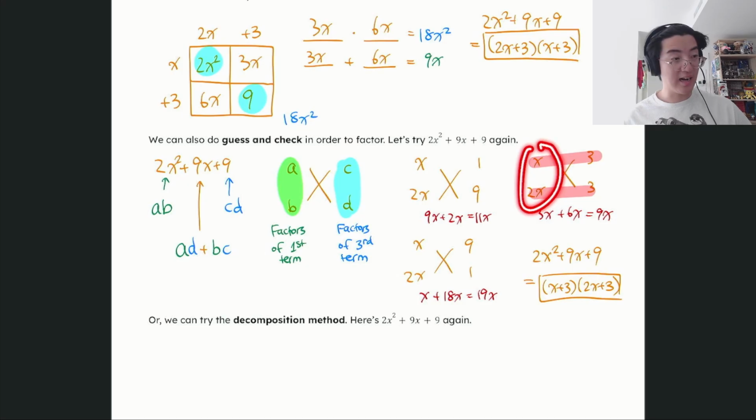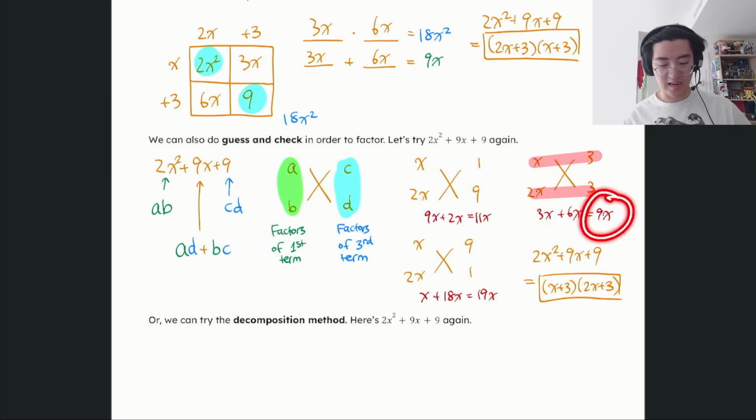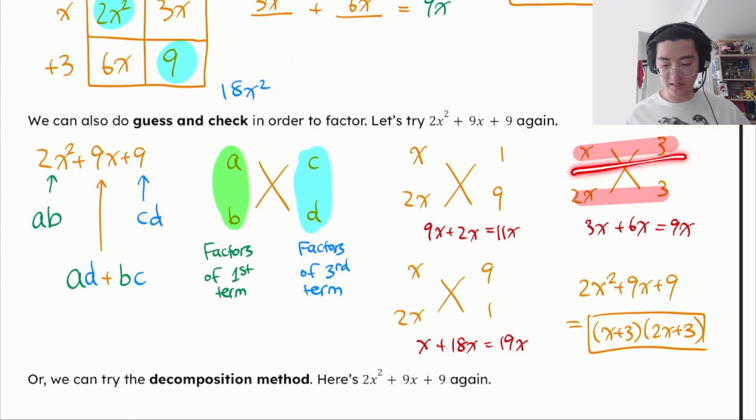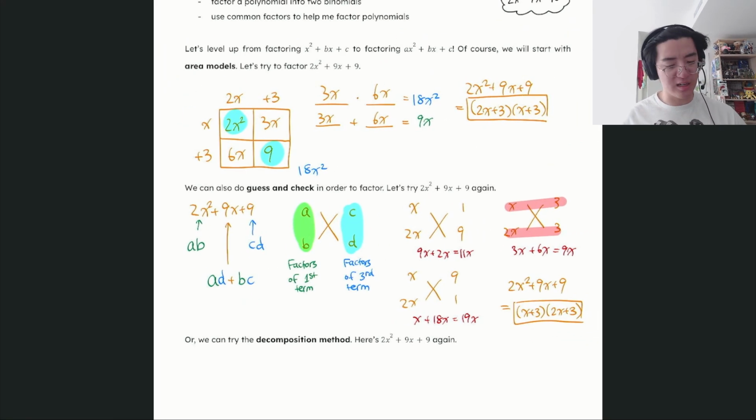So x times 2x is the first term. 3 times 3 is the second term. This times this diagonally is 3x. This times this diagonally is 6x. This added up is the middle term. Once we find the right configuration, we write it horizontally like this. So it becomes x plus 3 times 2x plus 3. Okay, but if this is still a little confusing to you, we got a third method, which is decomposition.